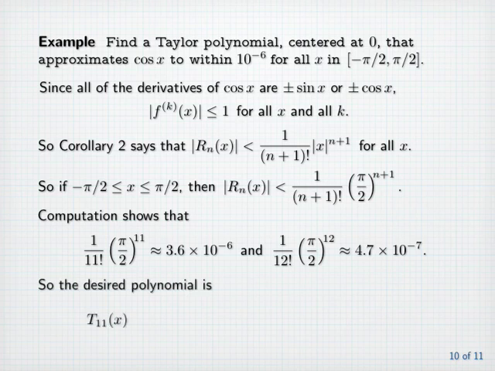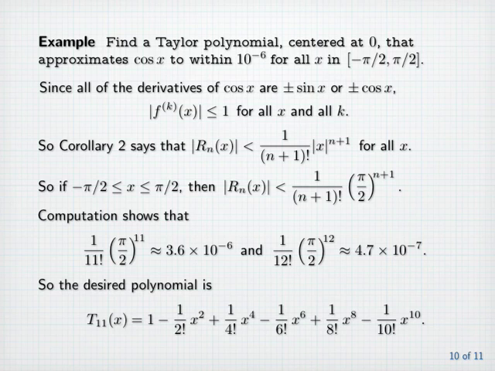T sub 11 of x, which is 1 minus 1 over 2 factorial x squared plus 1 over 4 factorial x to the 4th, and so on up to minus 1 over 10 factorial times x to the 10th.